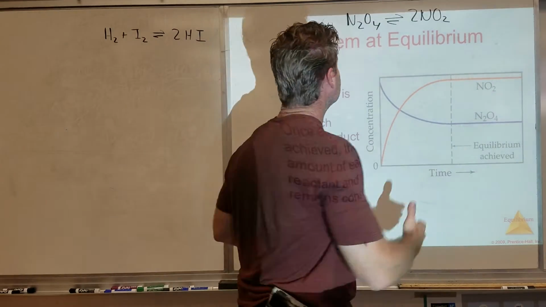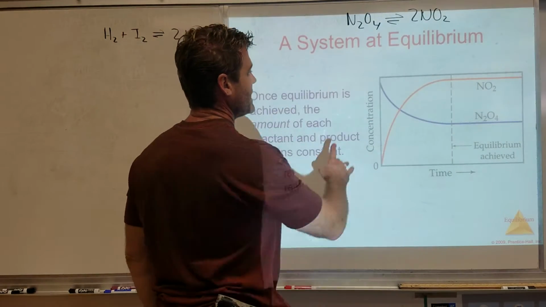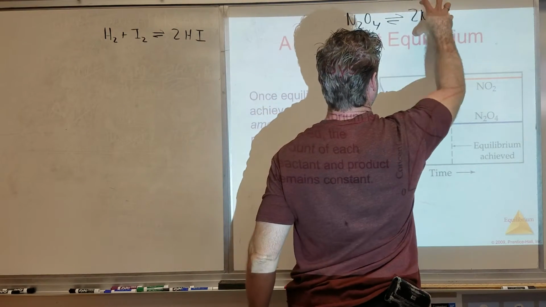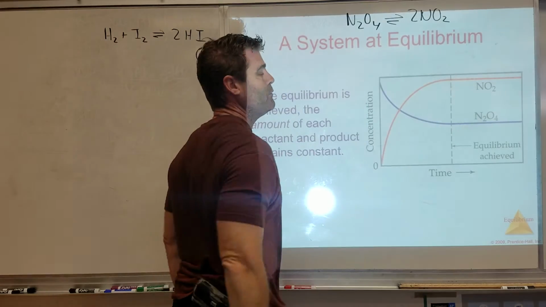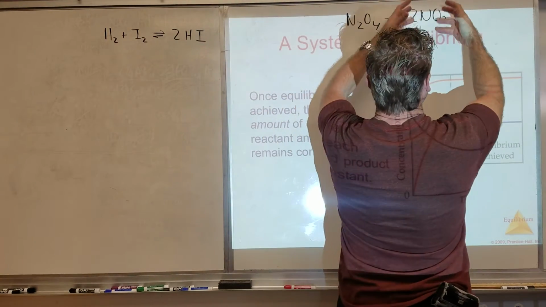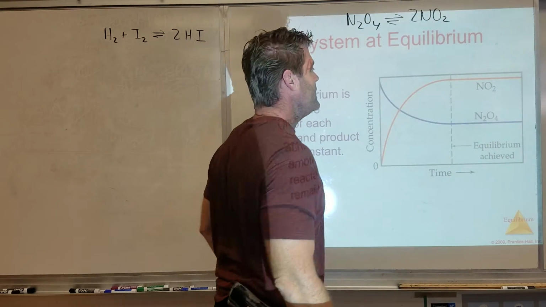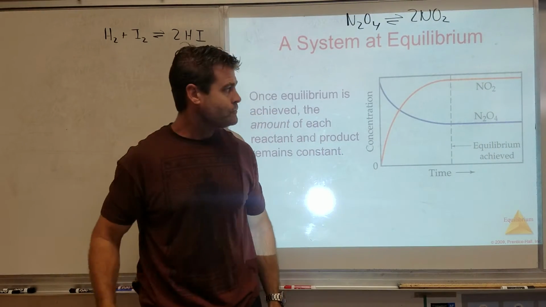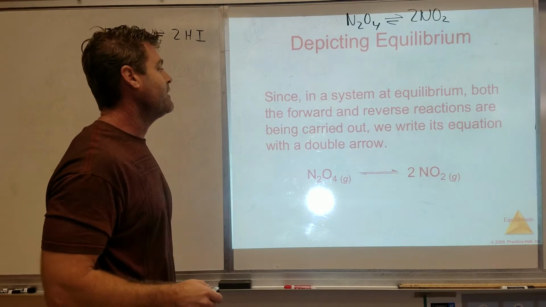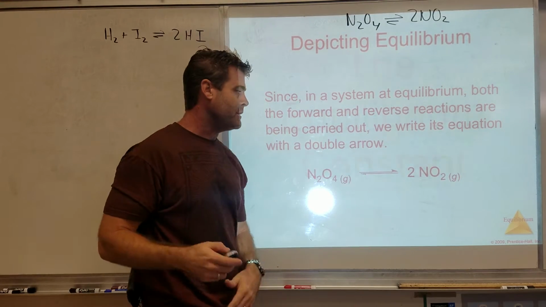So in this case, what side is favored? Wouldn't you agree this side is favored, because at equilibrium I'm going to have a greater concentration of NO2 than I would have of N2O4. So basically, the atoms prefer to be in this arrangement than they do in that arrangement. Since in a system at equilibrium both the forward and reverse reaction are being carried out, we write its equation with the double arrow. Okay, so we already talked about that.